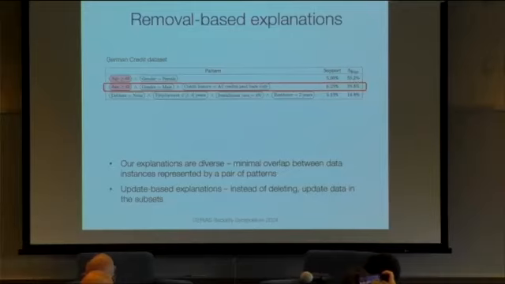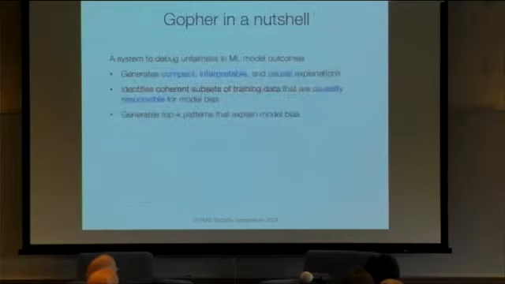So that's the overview of the system that we have developed, and it's called Gopher. It generates compact, interpretable causal explanations, causal in the sense that if we remove the subsets, we are able to reduce bias. We are able to identify these coherent subsets. We know that they can be shown in the form of first-order predicates, and we are able to generate the top-k patterns that are responsible for your model bias.